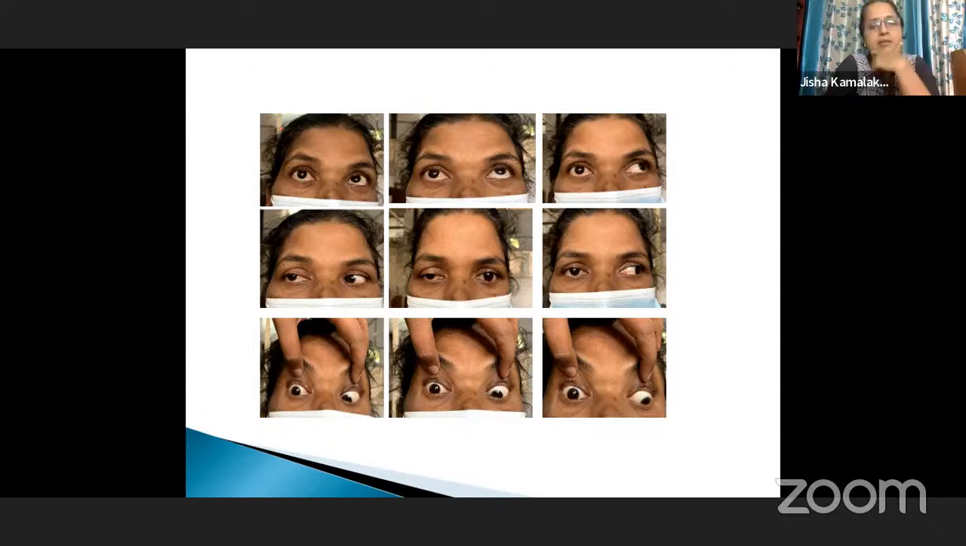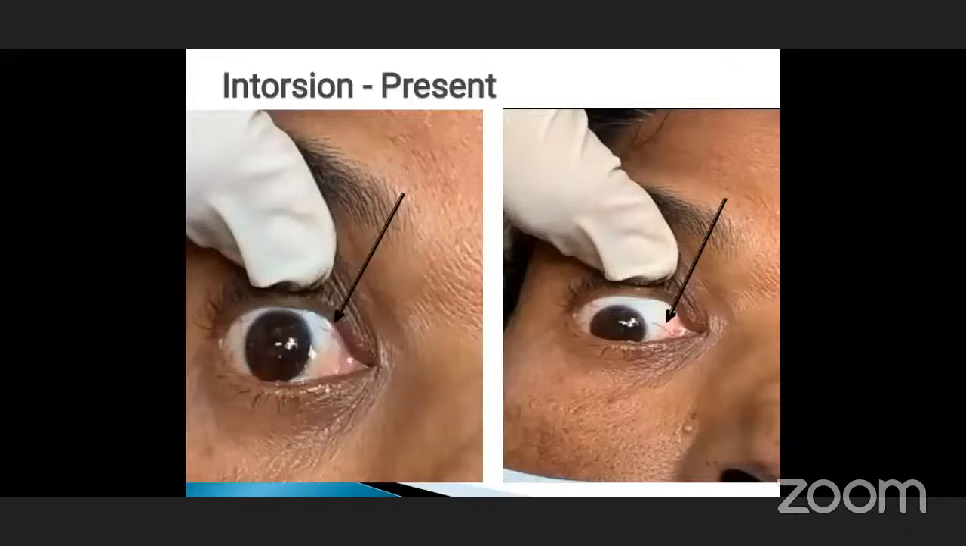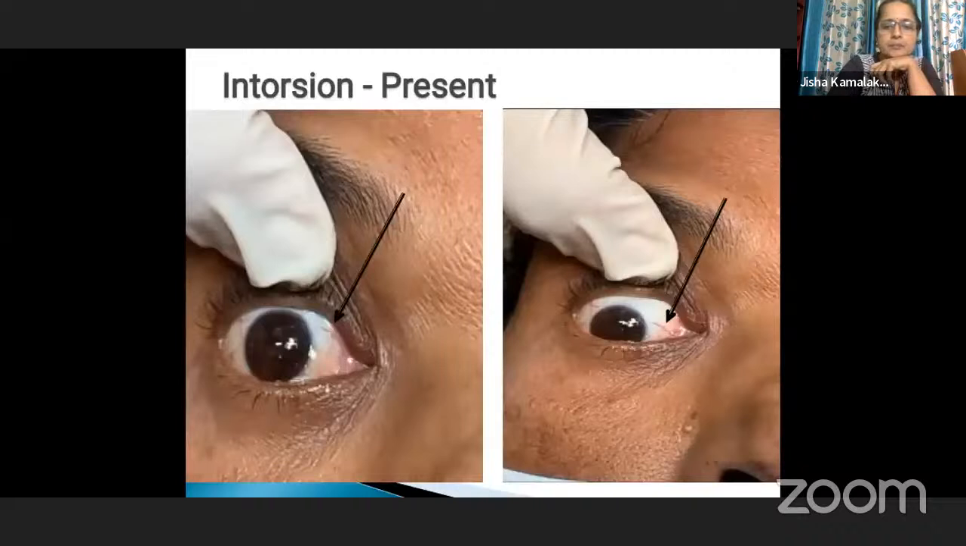Okay. Next. Did you check any other movements? Yes, ma'am. Ductions. Coming to ductions, for the right eye there is a total absence of movements of adduction and depression, minimal restriction of abduction, and minimal restriction for elevation. But intorsion is present for the patient. What does that mean? The fourth nerve is not affected.